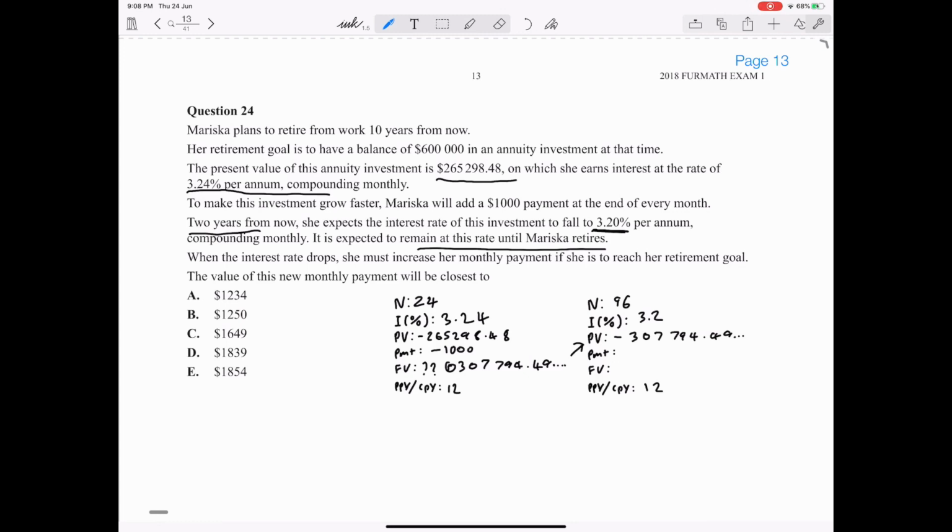And then we want to find what the payments are. We know that the future value is her retirement goal, which is a balance of $600,000 in her annuity investment. So you enter that $600,000 as positive because that's the money she will have in 10 years from now. So we have to determine what the payments are. If you do that on your finance solver in your calculator, you get negative 1854.05. So therefore, the value of her new monthly payment is $1,854 to the nearest dollar. So therefore, E is the correct answer.